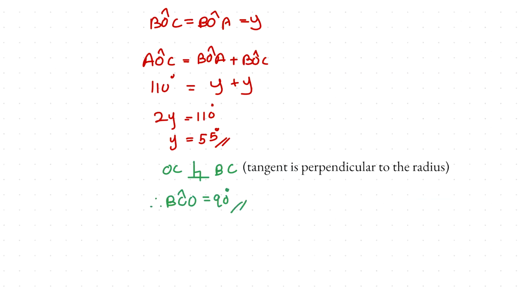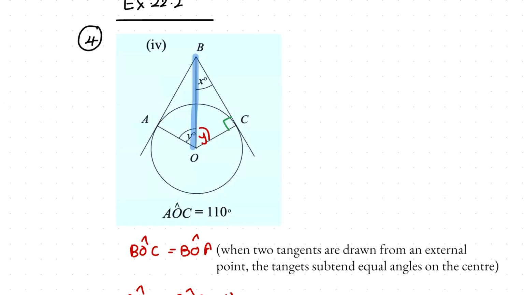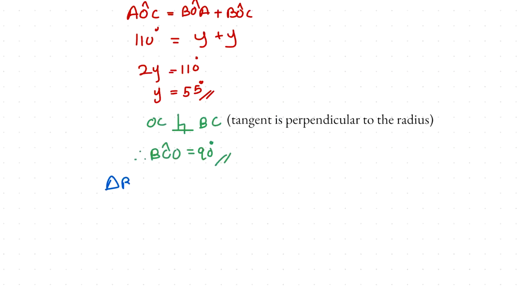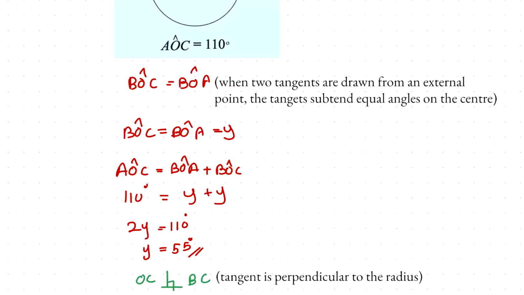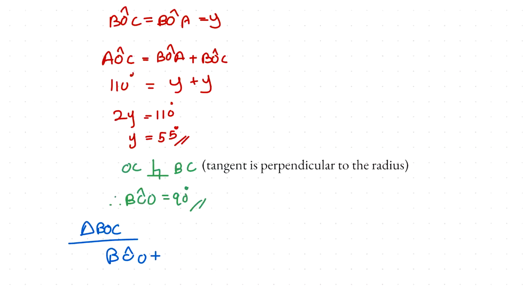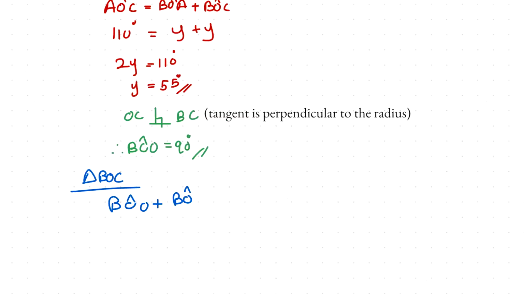Now, if I consider this triangle, let's look at this triangle BOC. It is BCO plus BOC plus OBC equals 180. Why? Sum of interior angles of a triangle.